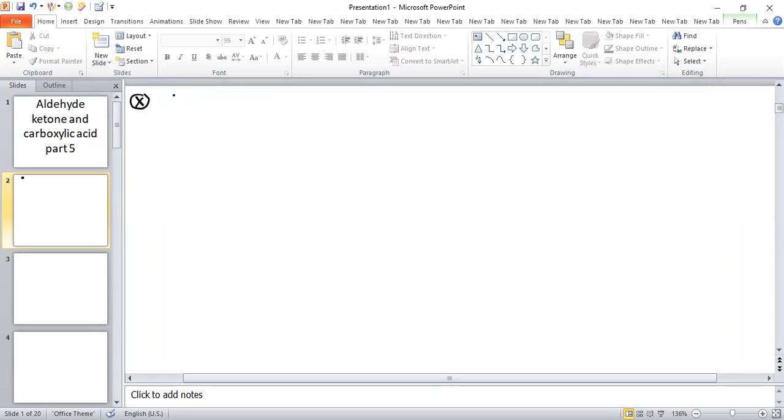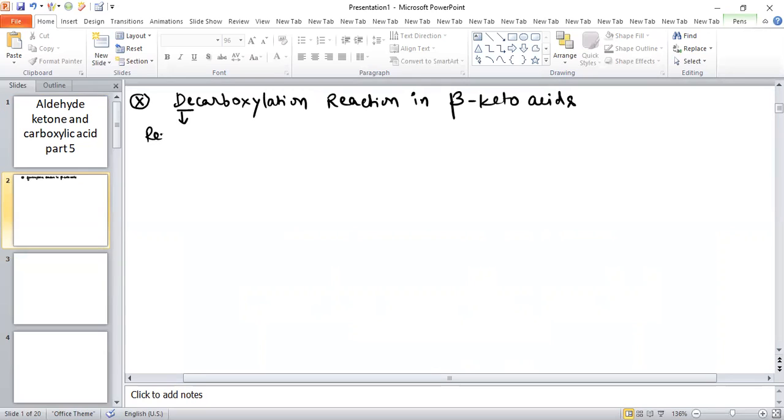So basically we are going to discuss the decarboxylation reaction in beta keto acids. De means removal, carboxy means removal of CO2. So we are going to discuss the decarboxylation reaction in beta keto acids.